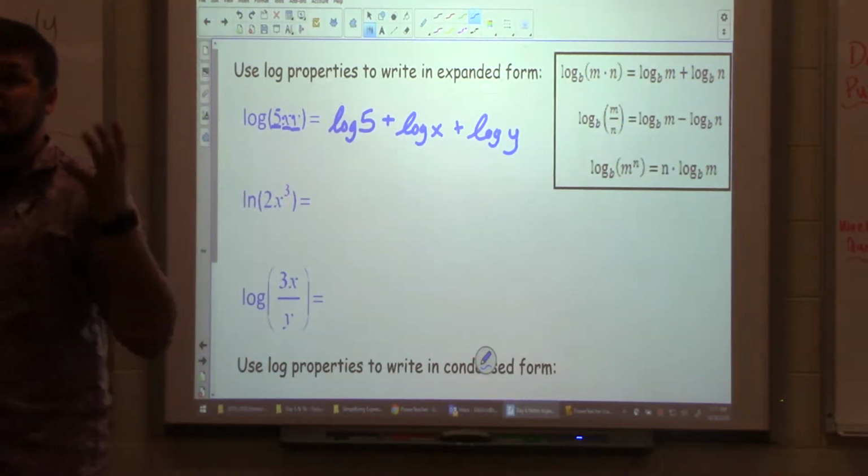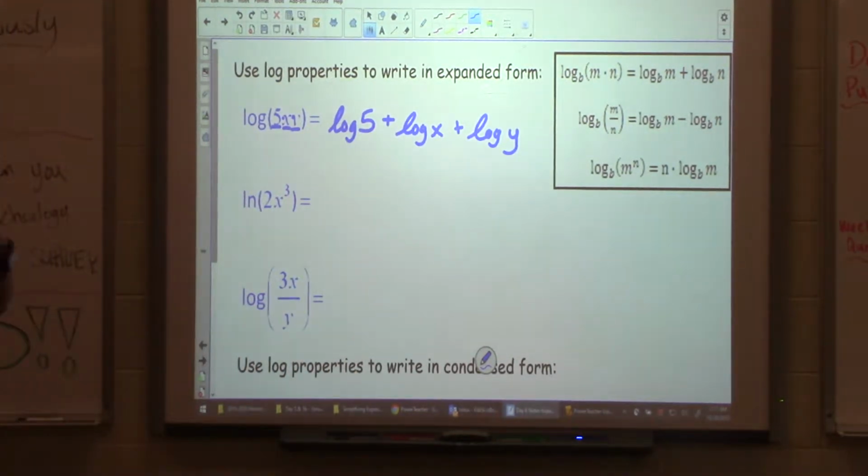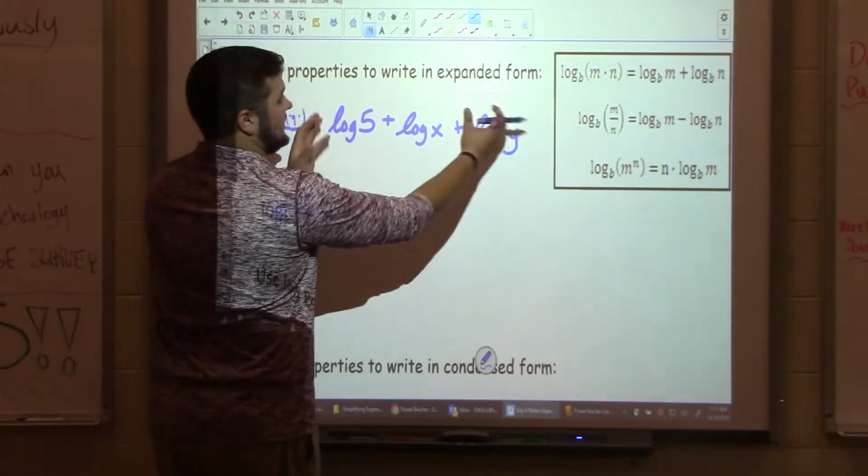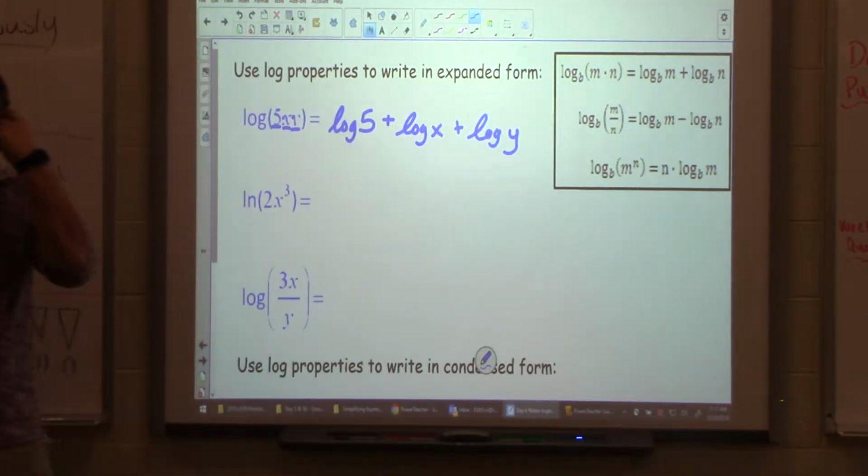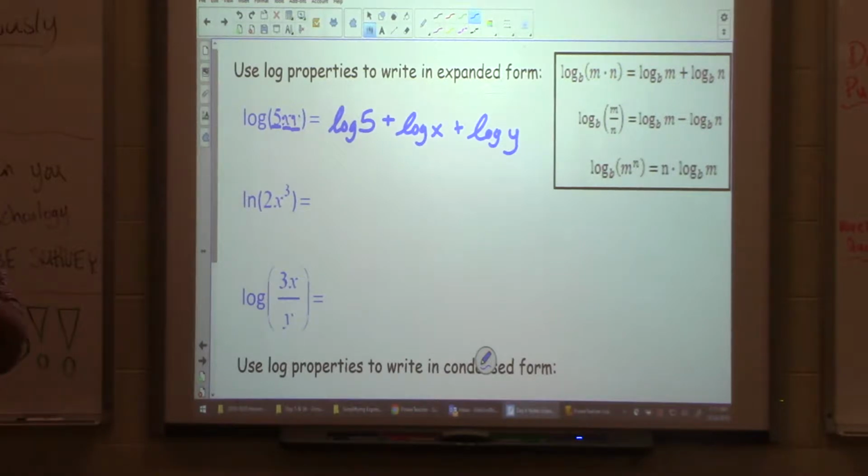I'm expanding it. Expanding means to get bigger. So I'm making this bigger. Now, when we have variables and stuff, it really doesn't make a lot of sense why we do this.